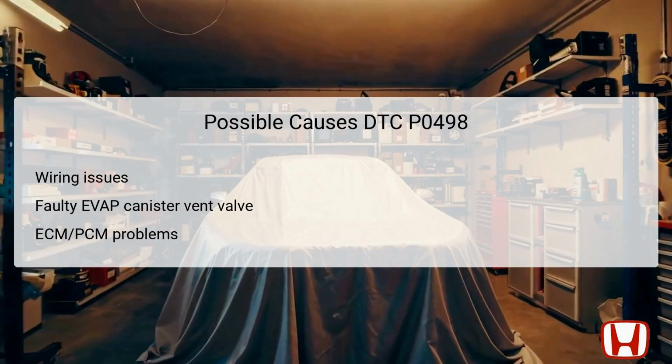Lastly, the ECM or powertrain control module, PCM, that controls the valve could be malfunctioning, misinterpreting signals, or failing to deliver the correct voltage. All these factors need to be examined to determine the root cause of the low voltage problem within the EVAP system. By identifying these potential causes, a technician can focus their efforts effectively during the troubleshooting process.